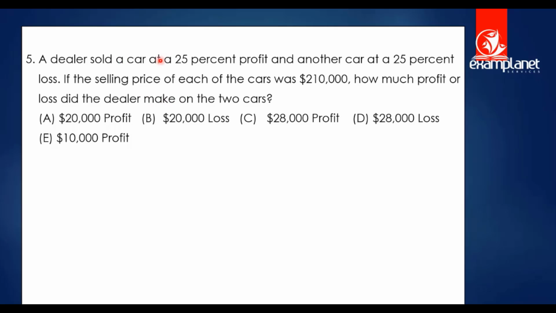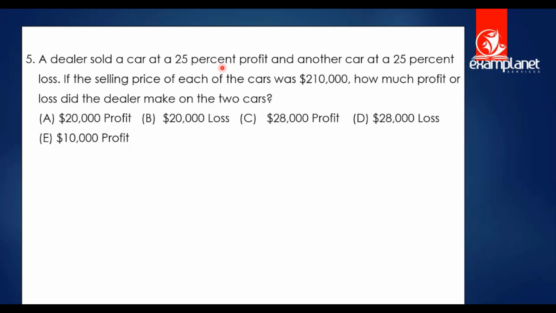It says a dealer sold a car at a 25% profit and another car at a 25% loss. If the selling price of each of the cars was $210,000, how much profit or loss did the dealer make on the 2 cars? Okay. So here we have 2 cars. All right. So let me say car A, car B.